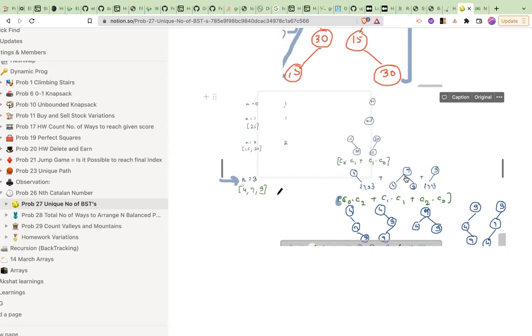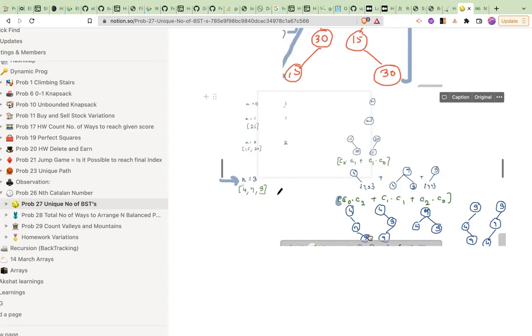Now taking 7 as a root, because I'm taking 4, 7, and 9 as elements, on the left you see only one element and only one way you can arrange it. On the right, you see one element and only one way you can arrange it. Similarly for 9: on the left, you see 2 elements, and for 2 elements there are 2 ways you can arrange them. And on the right, you see 0 elements, so one possible way. Understanding how I'm relating those? It's similar, right?